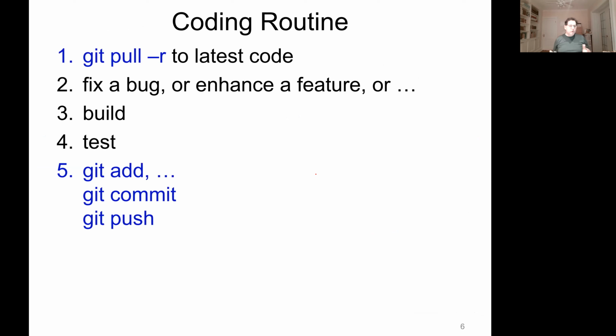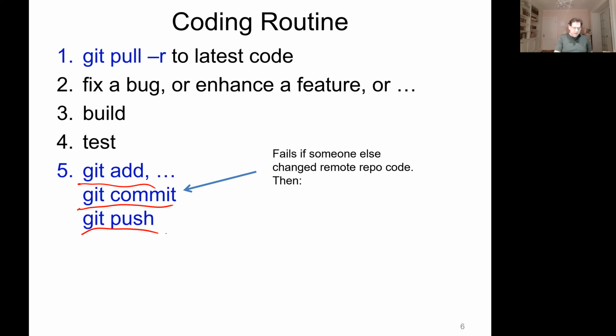Okay, so that's going to be your coding routine once you're working in a team, which starts next week. So you're going to do git pull, and again, we recommend this -r to get a cleaner revision history, or git log. So you get the latest code, you do something. You fix a bug, you enhance a feature, you do some amount of work, you build it, you test it. It all works, you're happy with it. Maybe your feature's not completely done, but at least it compiles and it doesn't break anything else. That's okay. So now you git add to say, I've got some changed files that I want to go in my next commit. You git commit to get into your local repo, and you git push to go to the remote repo.